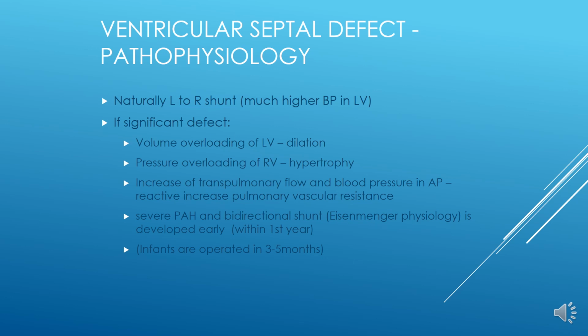Increased flow through the pulmonary bed leads to pulmonary hypertension and increased PVR. Increased PVR leads to elevated right ventricular pressures and right ventricular hypertrophy, and eventually there can be reversal of shunt flow. The end stage phenomenon is termed Eisenmenger syndrome.